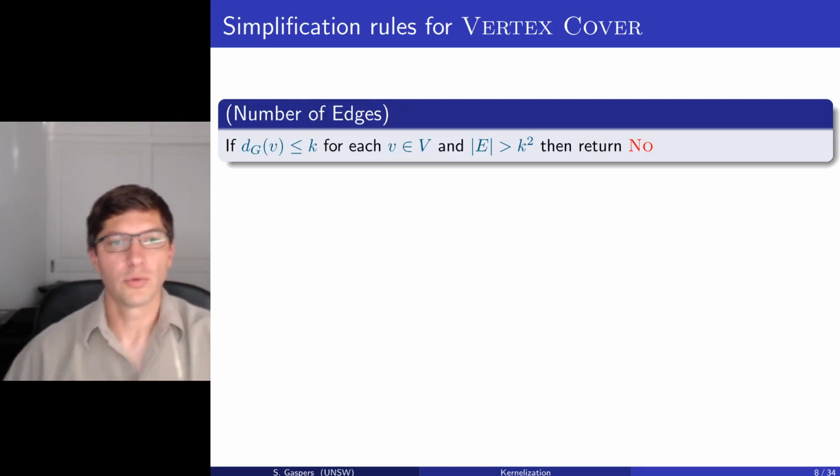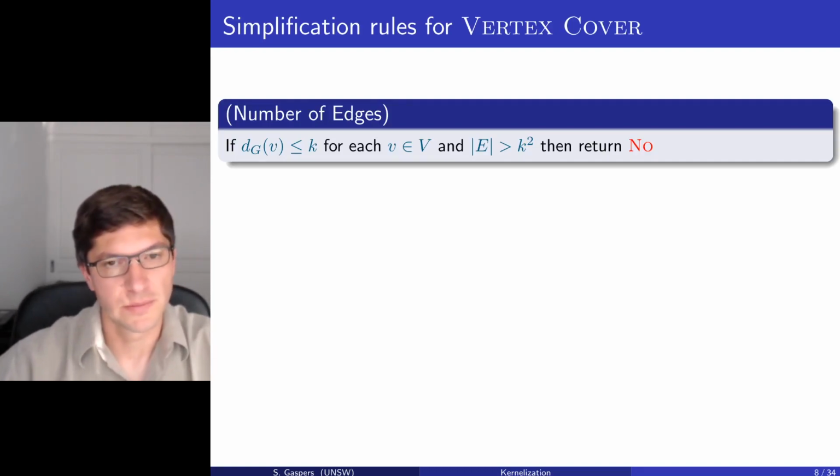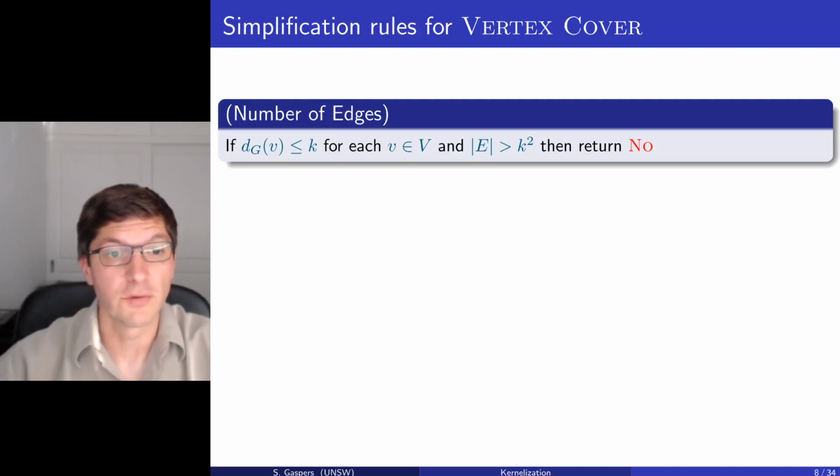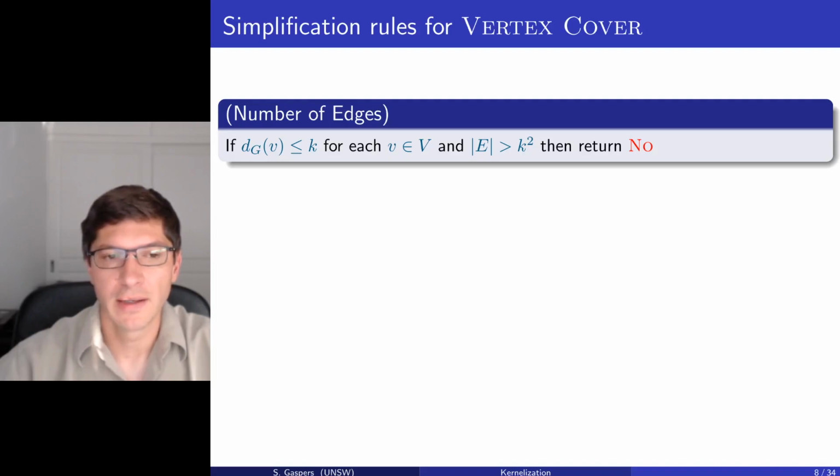Okay, we have one more rule here, which is the number of edges. It says that if the degree of every vertex is at most k, or in other words, if the previous rule didn't apply, and the number of edges is more than k squared, then return no. So we determine that the instance is a no instance in that case.